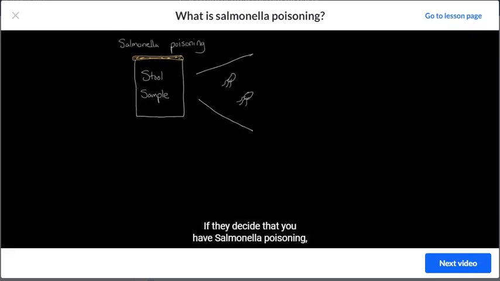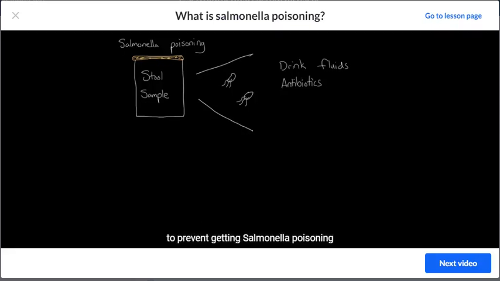If they decide that you have salmonella poisoning, the doctor will most likely advise you to drink a lot of fluids, and in some cases they may even give you some antibiotics. Usually antibiotics will be given if the situation is pretty extreme or severe. And as always, the best way to prevent getting salmonella poisoning is by eating clean food and drinking clean water.